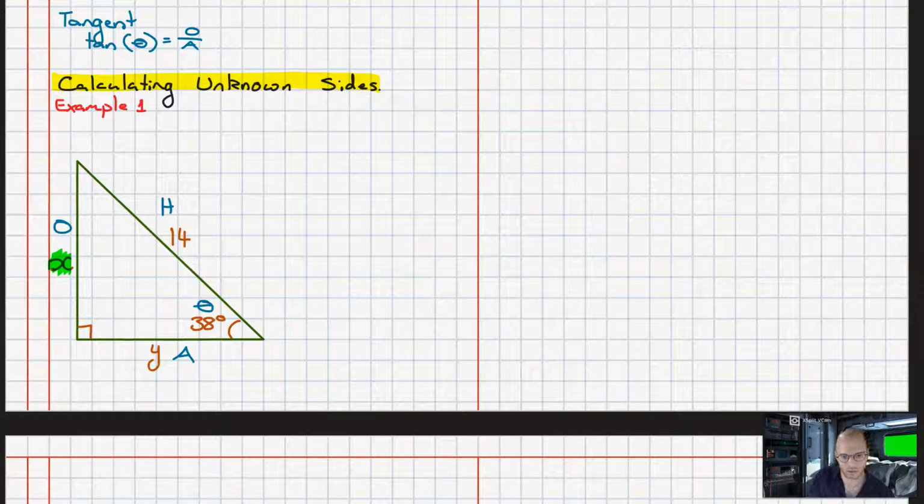Now, the next step is we want to calculate the side length here, so the quantity for x. So what I'm going to do is write out my theta is 38 degrees. My hypotenuse is 14. And the side I want is the opposite. And I don't know what that is, it's x. Alright, now we've got the quantities that we're interested in. Let's go up and we'll see if we can find the ratio that will help us discover what this side is for the opposite, so x.